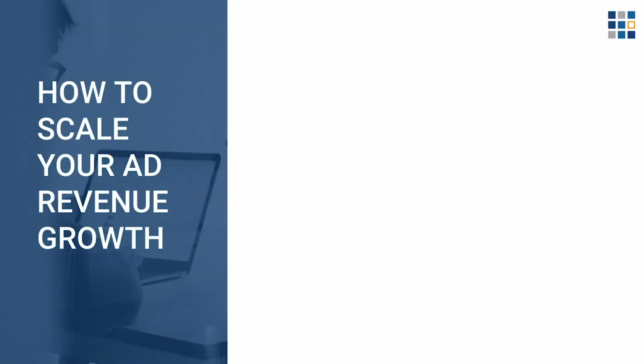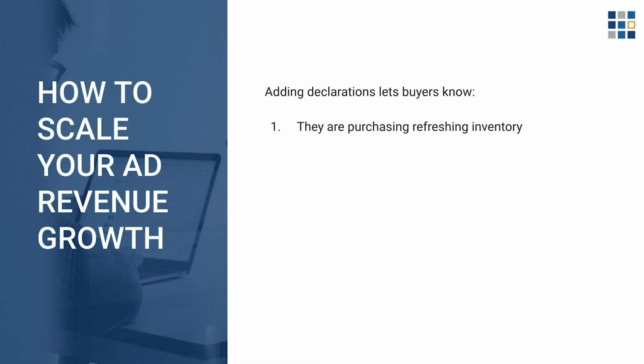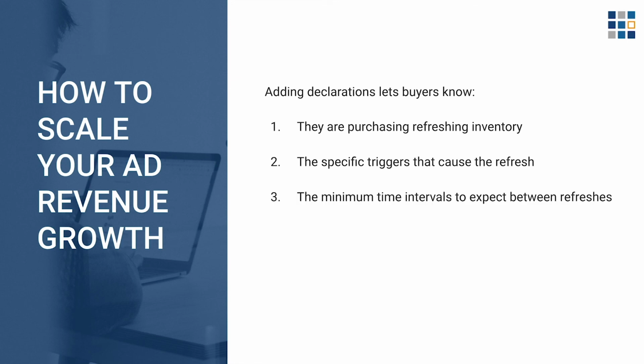According to advertising industry guidelines, you must declare which portions of your inventory refreshes. Advertisers should know that they're purchasing refresh inventory, what the specific triggers are that cause the refresh, and lastly, the minimum time intervals to expect between refreshes. Failure to declare your refresh inventory or doing it improperly is a violation of Google policy. So, it's a tactic that is proven to help increase ad revenue when implemented correctly.